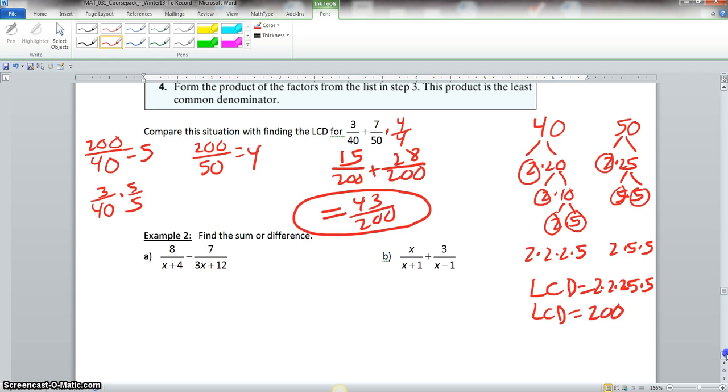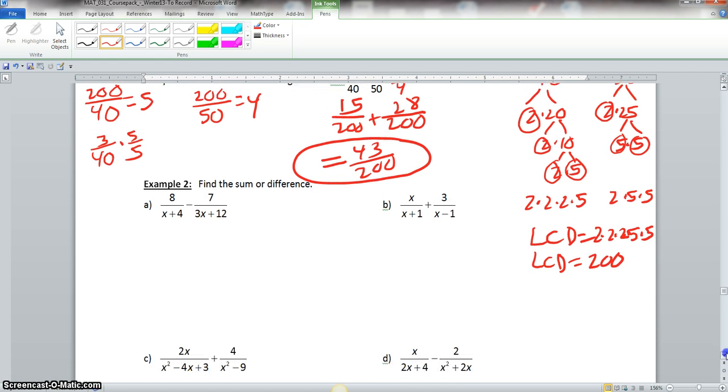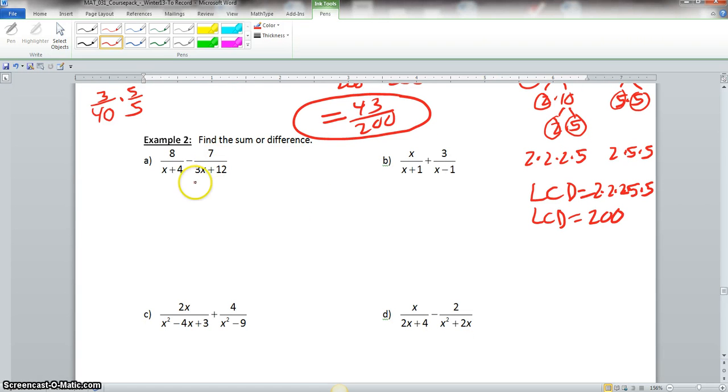Now we scroll down here to example 2. It says find the sum or difference. Now, the first thing we're told to do is to see if we could factor these denominators. We can. So this would be 8 over x plus 4 minus 7 over, we could factor out a 3, and we would have x plus 4.